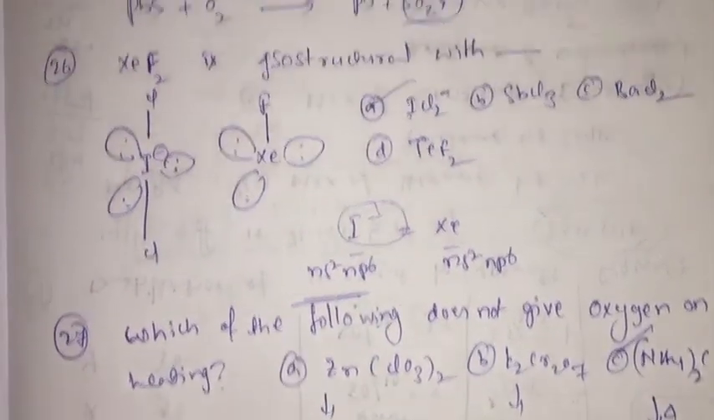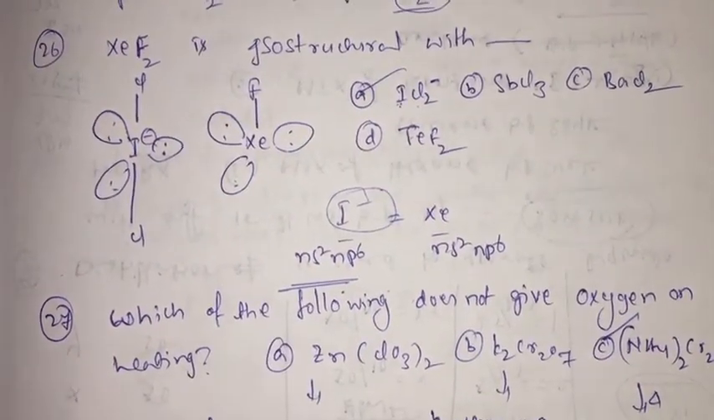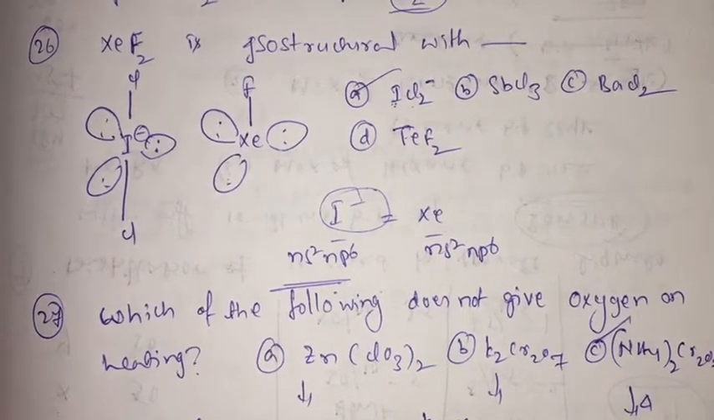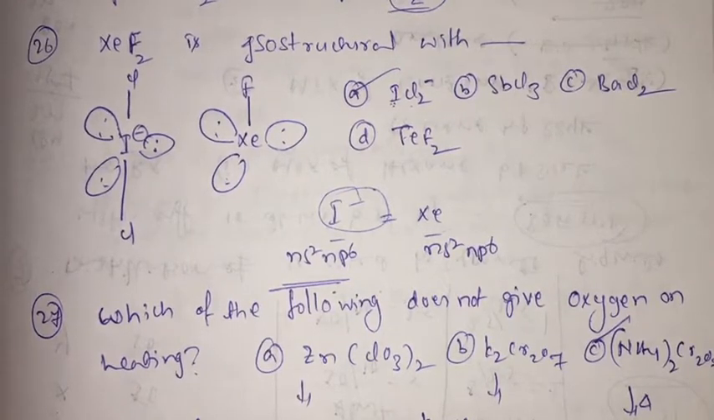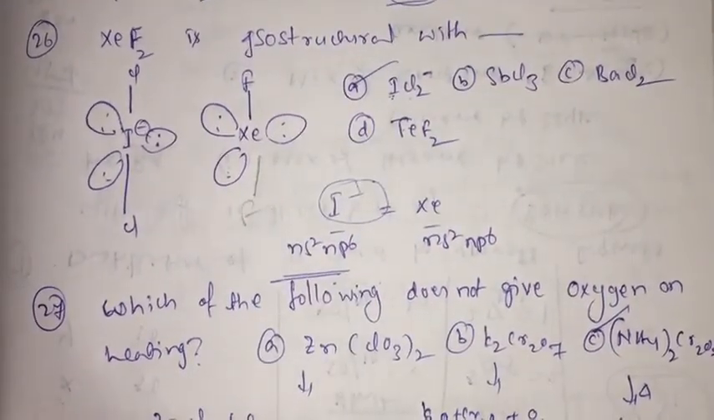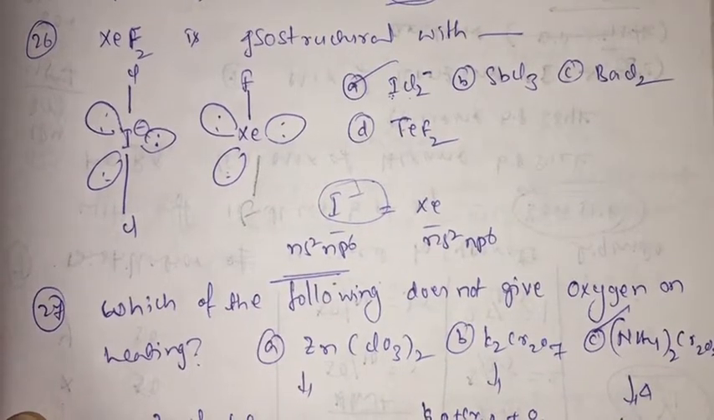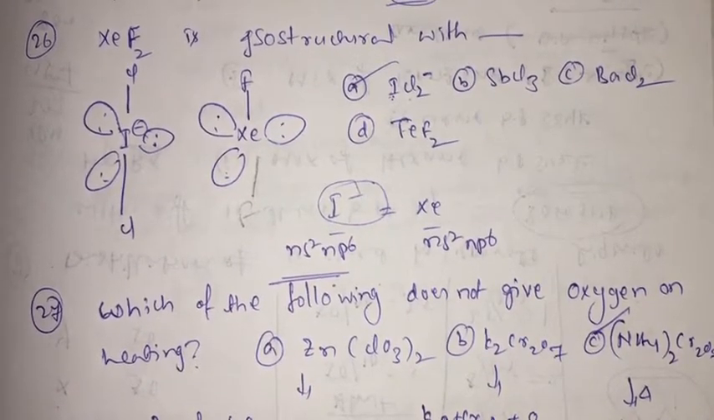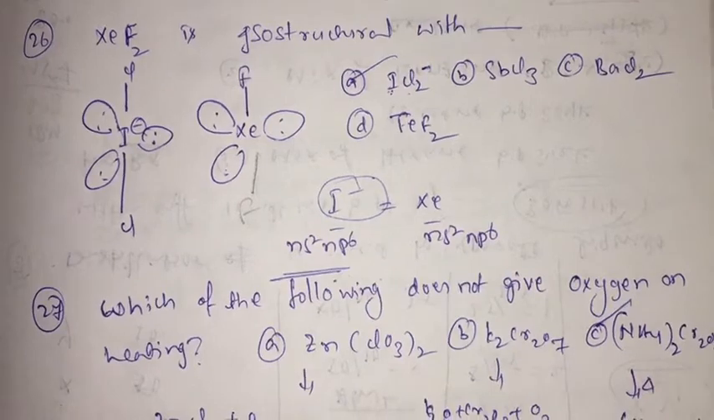Next, XeF2 is isostructural with which species? XeF2 has a linear structure, you know this one. ICl2 minus also has a linear structure. Why? I minus is similar to an inert gas, with 5s2 5p6 configuration. Xe is also 5s2 5p6, so these two have similar structures.